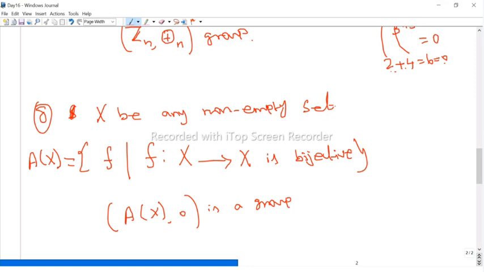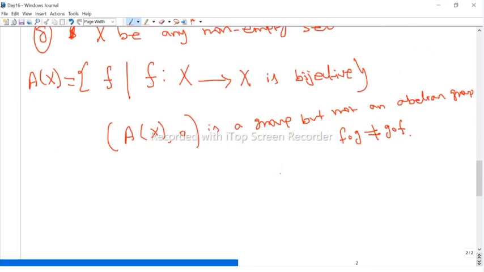That means the composition of two bijective functions is a bijective function. The inverse of a bijective function is a bijective function. And the identity function is there, which is also a bijective function. Therefore, the set of all bijective functions with respect to composition of functions forms a group, but not an abelian group. This is a very important example of a group that is not abelian. If we take two functions, f composition g is in general not equal to g composition f. So composition of two functions does not satisfy the commutative property.